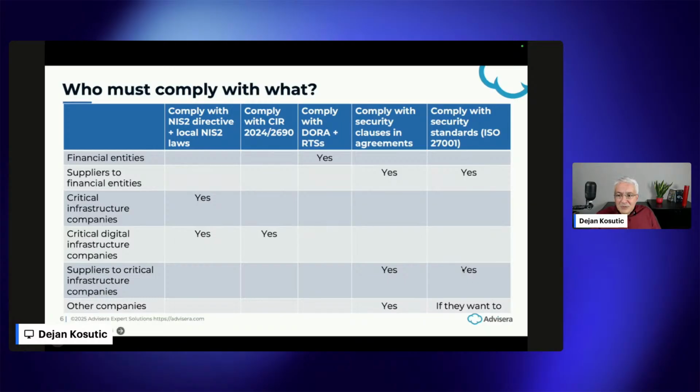The same thing with critical infrastructure companies. If you are a supplier to them, again, you do not have to comply with NIS2, but you do have to comply with a security standard. Again, 27001 is the most obvious choice.